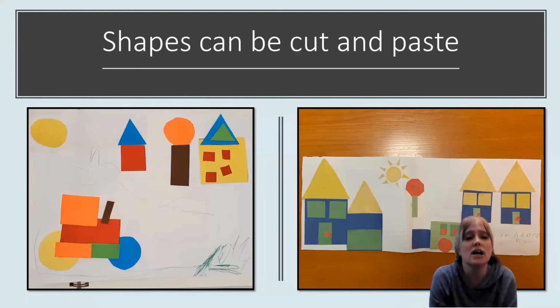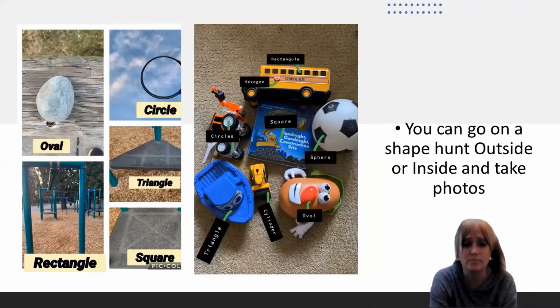Here's an example of children who have cut out their own shapes of triangles, circles, rectangles, and they've made pictures. So they've made pictures of houses, trucks, cars. Remember to give your children lots of shapes, and if they're able to cut them, let them cut them. If they're able to draw them, let them draw them, and they can make pictures of anything they want. Let it be really engaging.